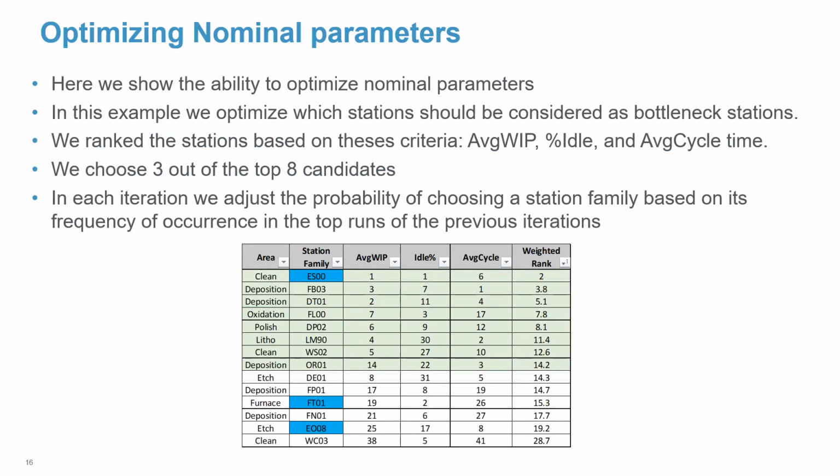In addition to optimizing continuous valued parameters, our approach can also optimize nominal valued parameters. In this example, we optimize which station families should be considered as bottleneck stations. We first ranked the stations based on these criteria: average WIP, percent of idle time, and average cycle time. And we took the top 8 to be possible candidates, out of which in each run we choose only 3. The ones marked in blue were originally the bottleneck station families.